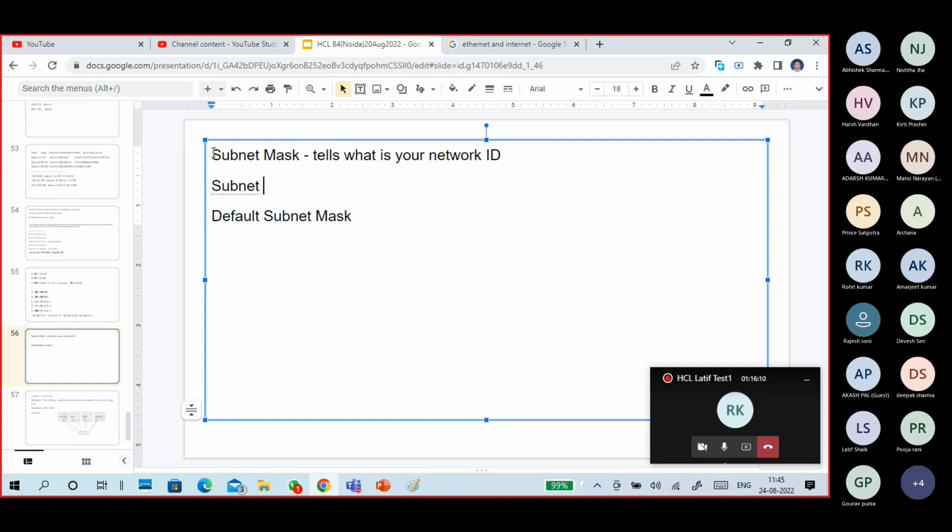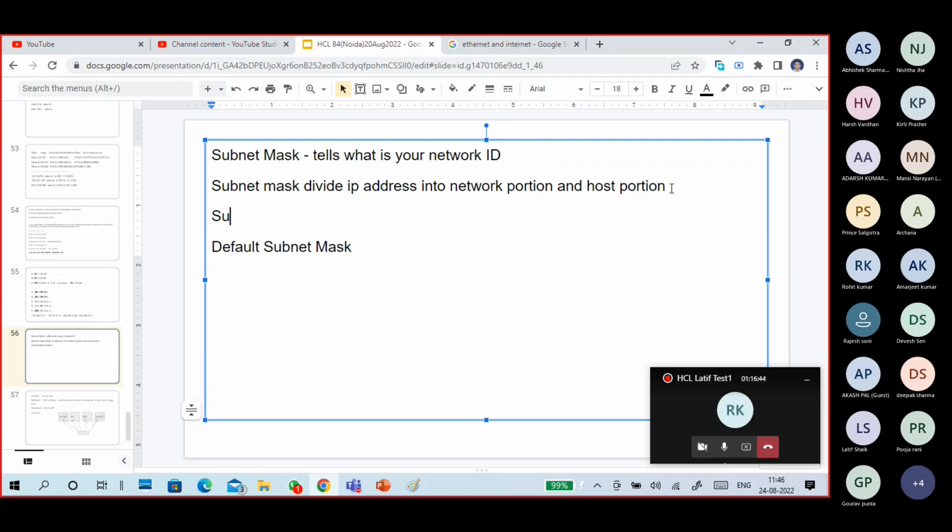That is the second point. Subnet mask divides the IP address into network portion and host portion. Divide IP address into network portion and host portion.